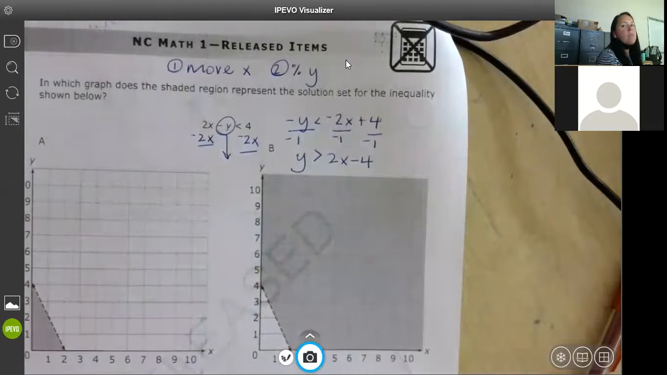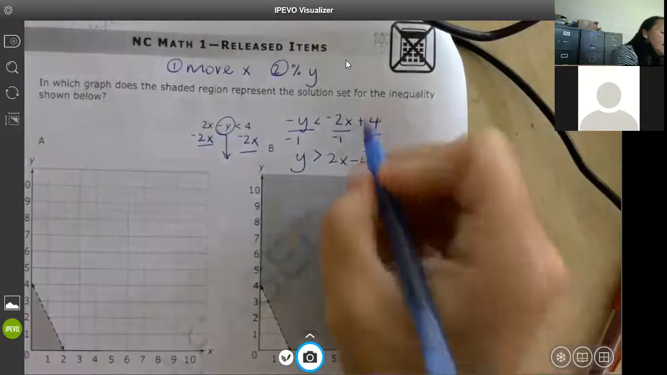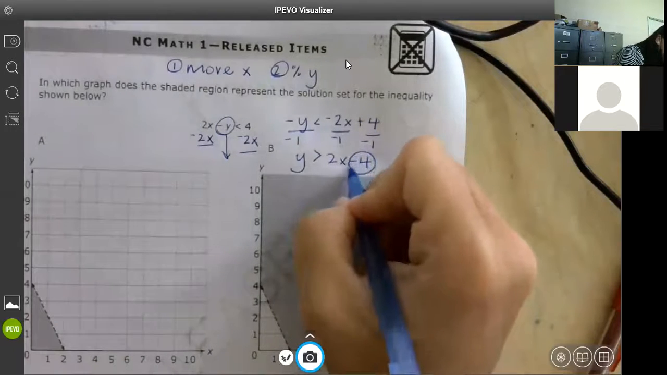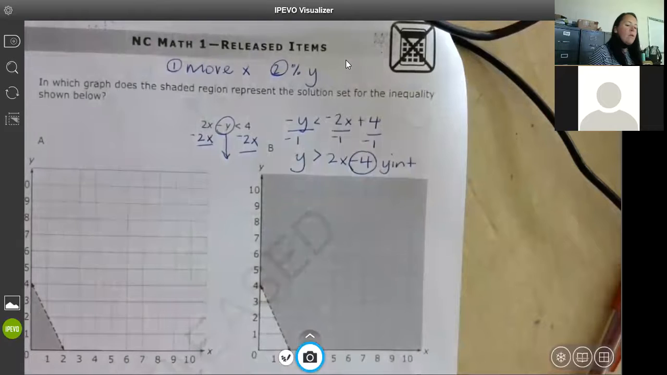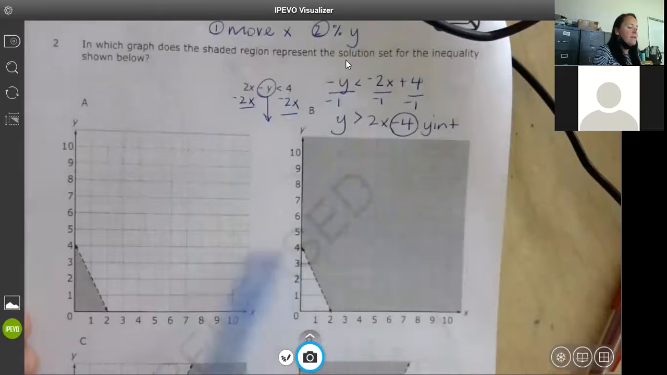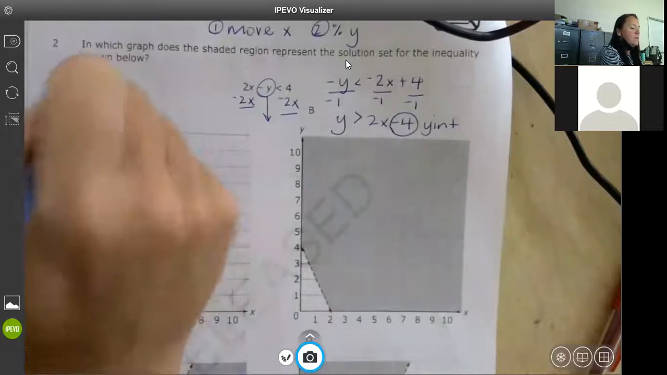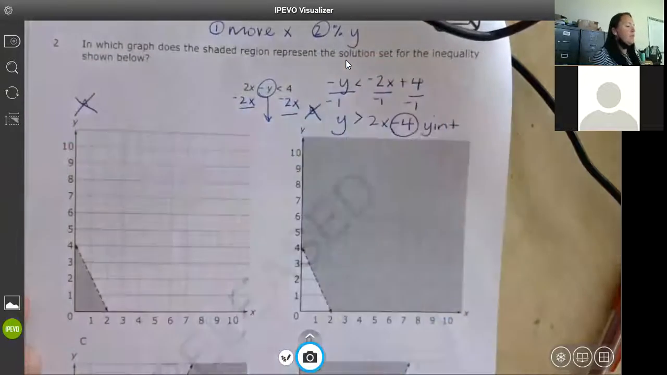Okay. We also need to know that this is the y-intercept. So it will cross the y-axis at negative 4. Look at your first two. Where do they cross the y-axis at? Positive 4. We don't want those. We want negative 4.